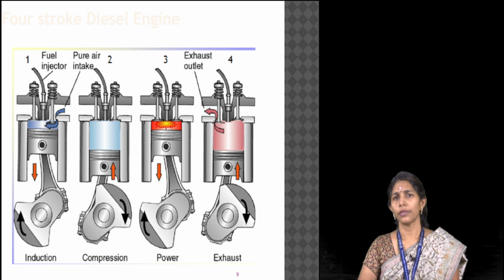In a diesel engine also we have similar four strokes, whereas here the spark plug is replaced by a fuel injector, and the medium that gets compressed is only air. In the third stroke, as the fuel is injected through the fuel injector, combustion occurs, and that is shown by the red zone on the third figure.